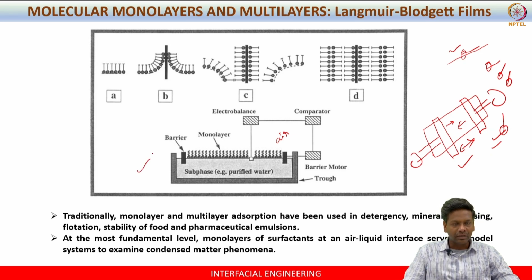Okay, so there are various components essential if you want to operate this trough. For example, the trough is very essential, right? And you will also have what is known as the Wilhelmy plate, which is made up of some special alloy, and that will be connected to the microbalance. Okay, and the microbalance will be connected to the control unit, and there will be an interface between the control unit and the motor.